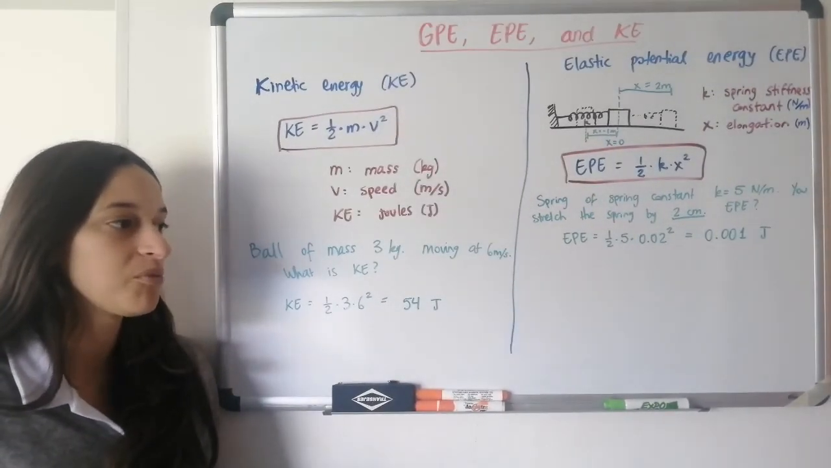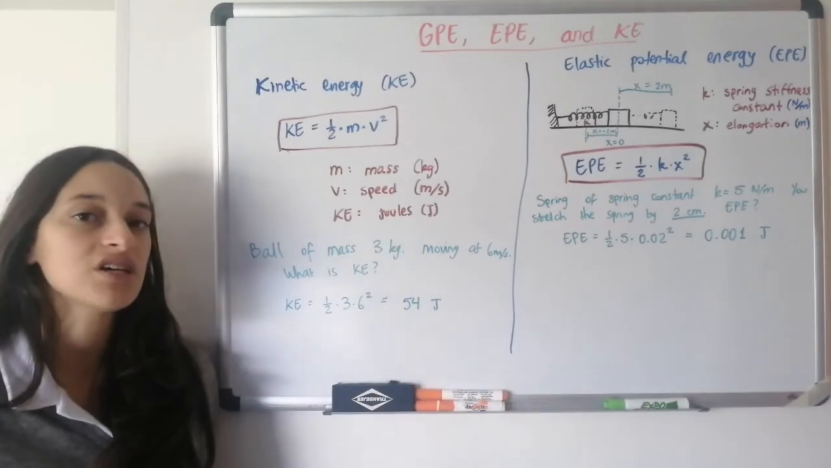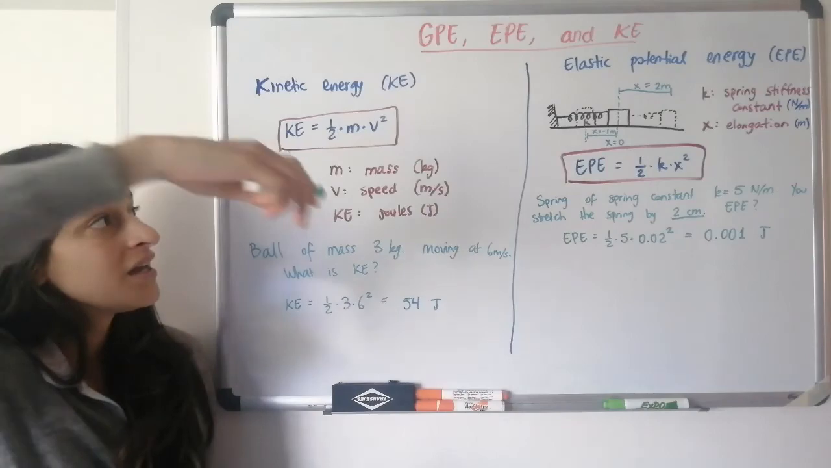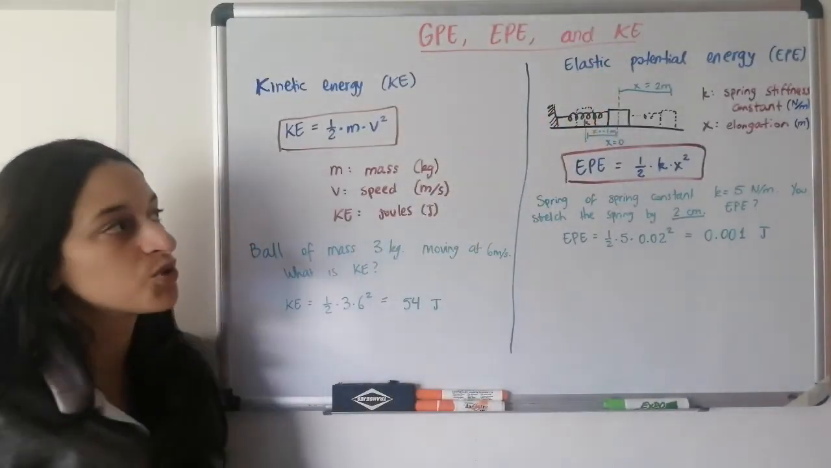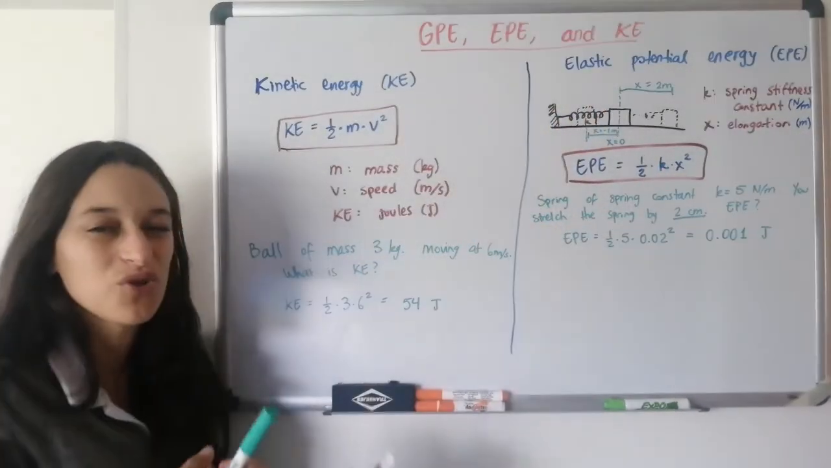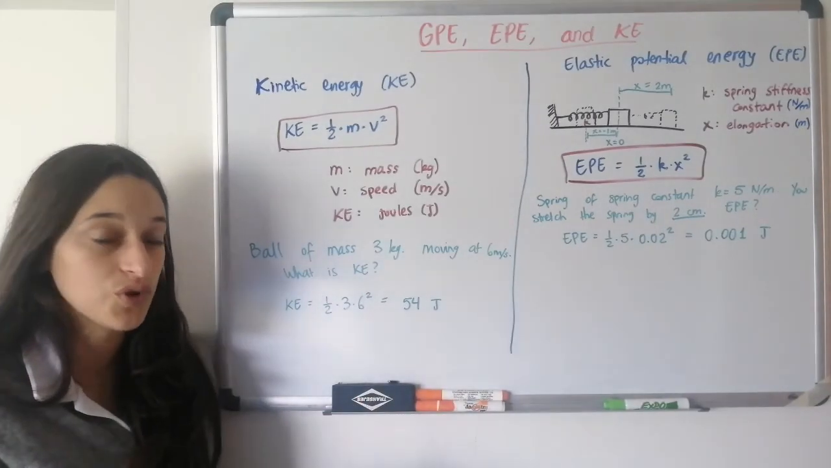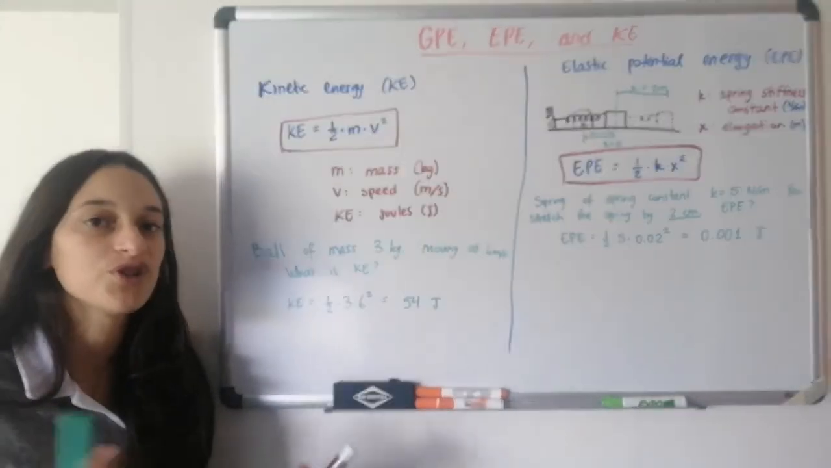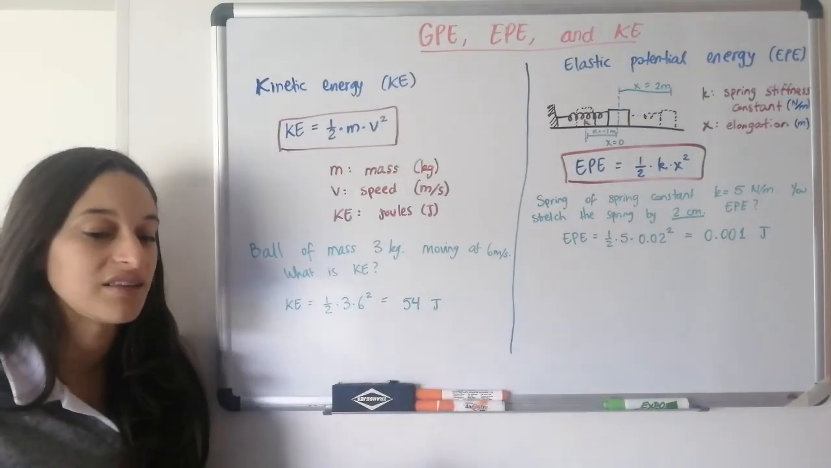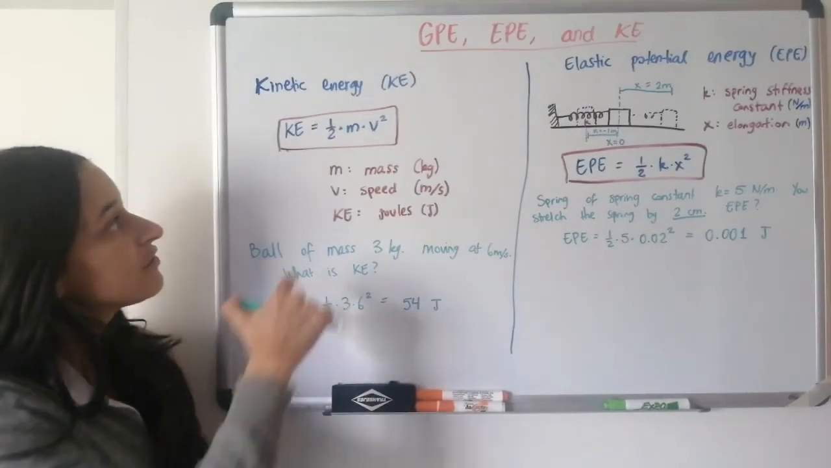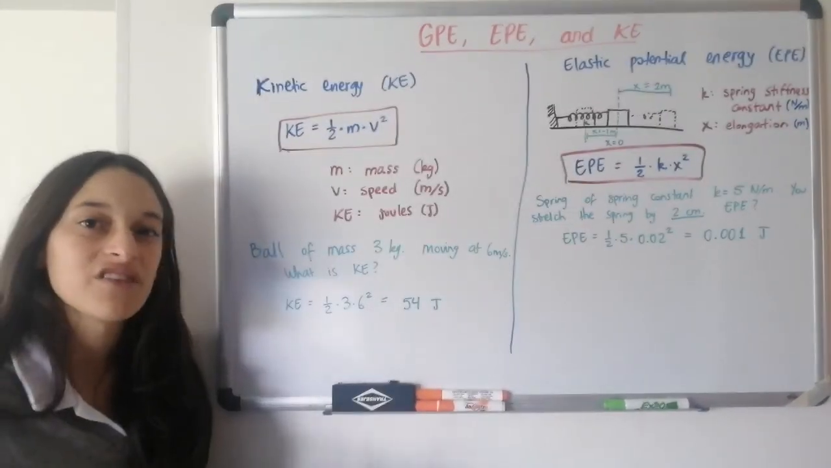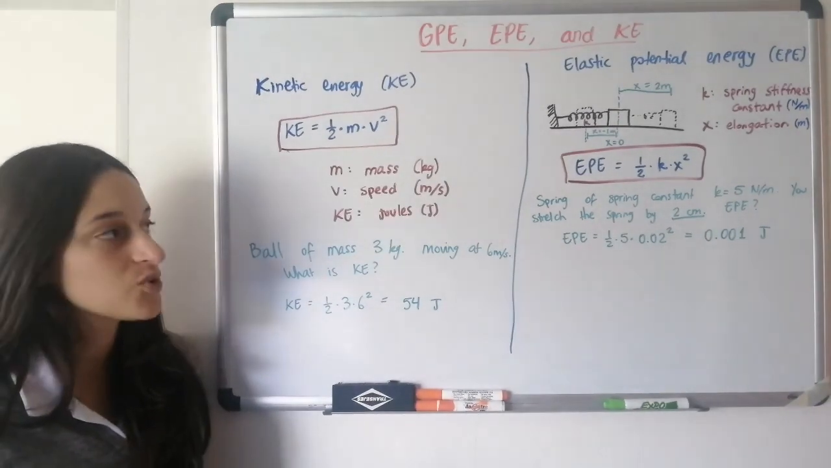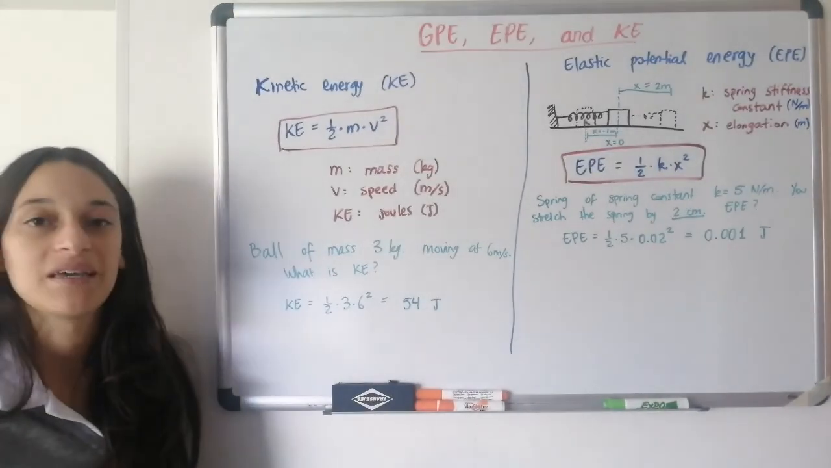So basically what you have to remember is in gravitational potential energy, it has more the higher up it is and the more massive it is. In elastic potential energy, it has more energy the stiffer the spring is, so the harder it is to stretch or to contract. And the more you elongate it, the more you stretch it, the more energy is stored inside that spring. And for kinetic energy, the more massive the thing that's moving is, and the faster it's moving, the more energy it's going to have. So that's what you have to remember about GPE, EPE, and KE.